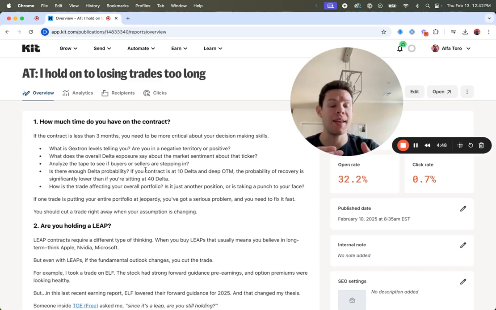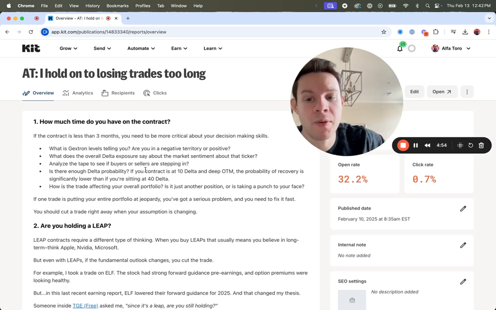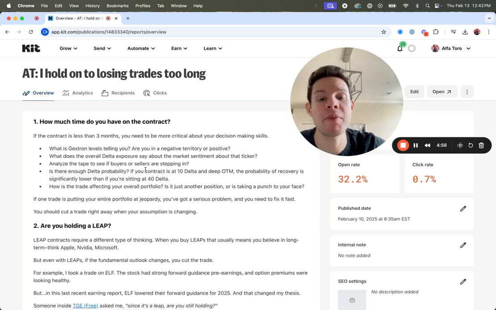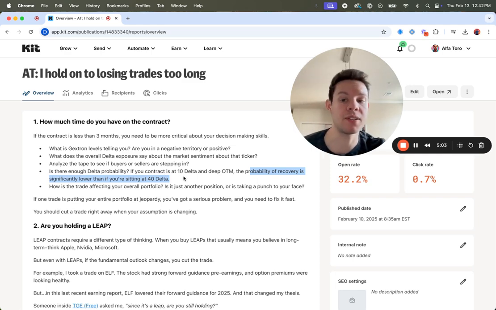If it does come back, which is possible, but it has to work harder because you have theta working against you, and we don't want that. So I said the probability of recovery is significantly lower than if you were sitting at a 40 delta. So this is really, really important, right?